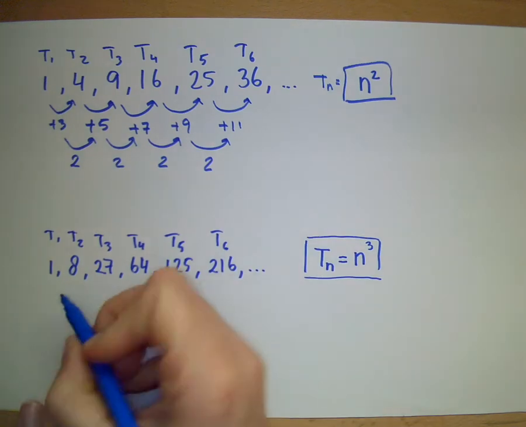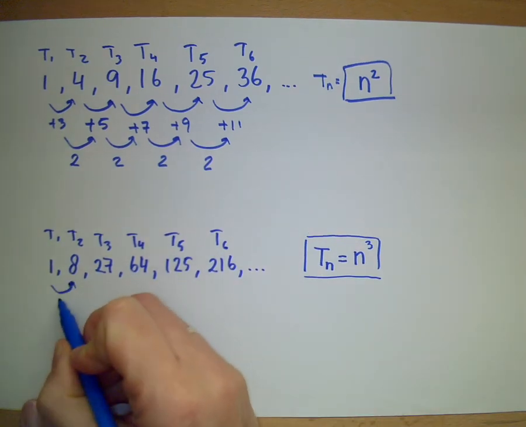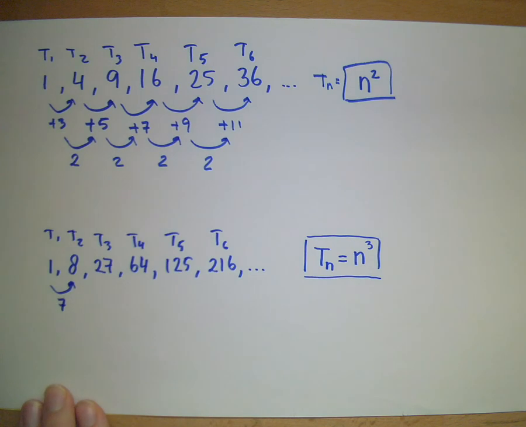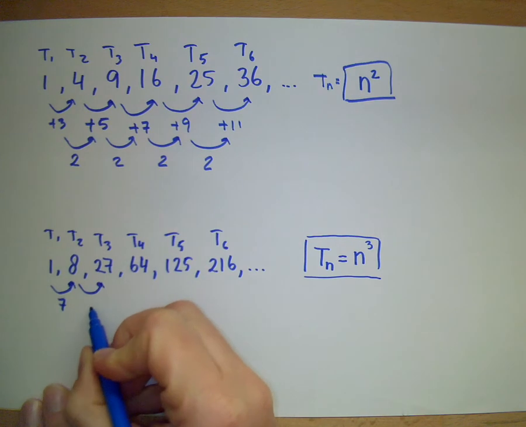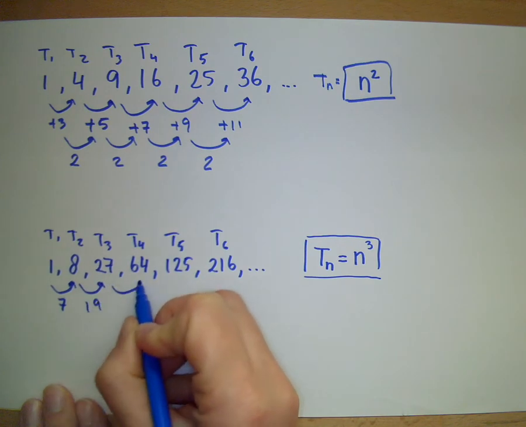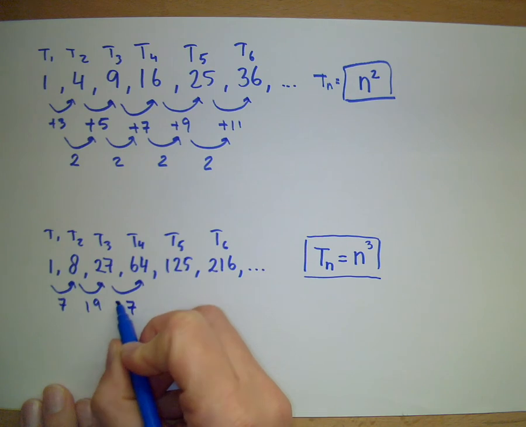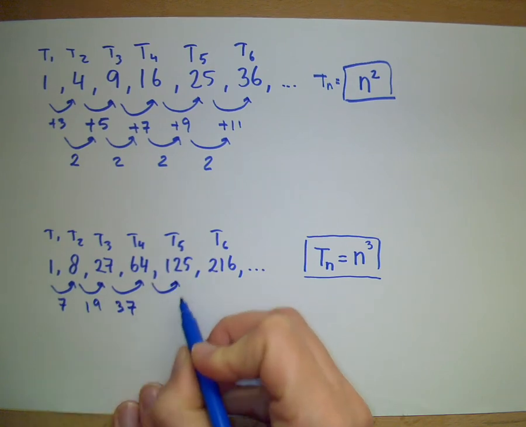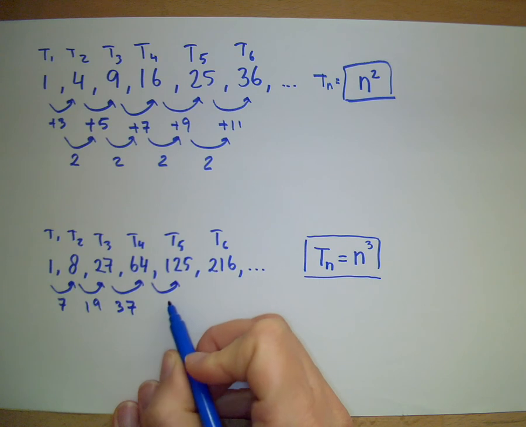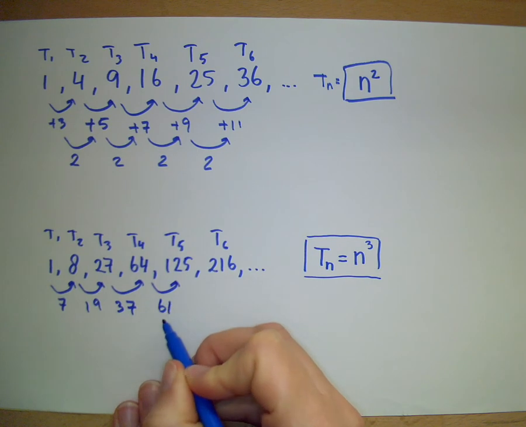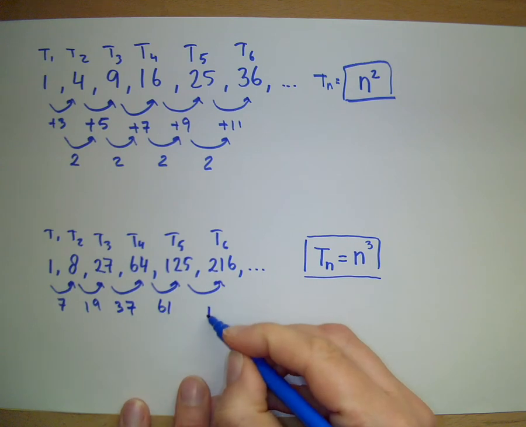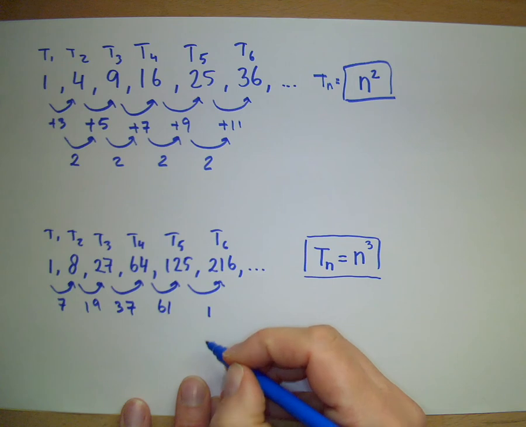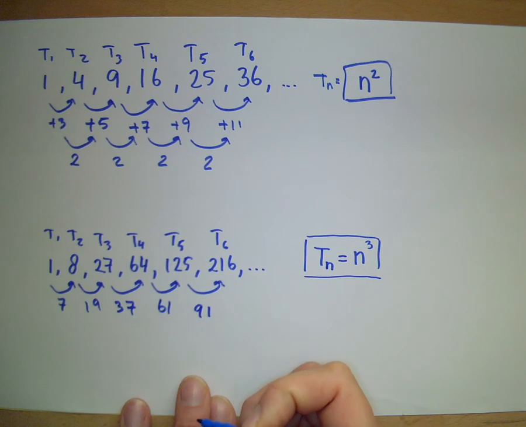All right. Let's see. Here, the jump is 7. I'm leaving out the plus. I'm just going to write a negative when it's negative, if that's all right. This jump is 19. This jump is 37. This jump, 61. This jump is, I don't know, 91? Yes.